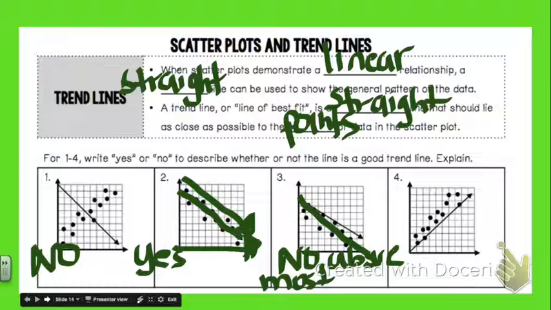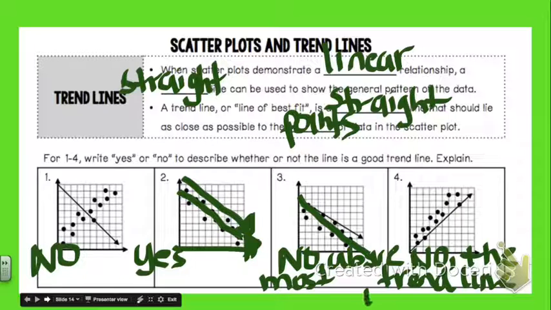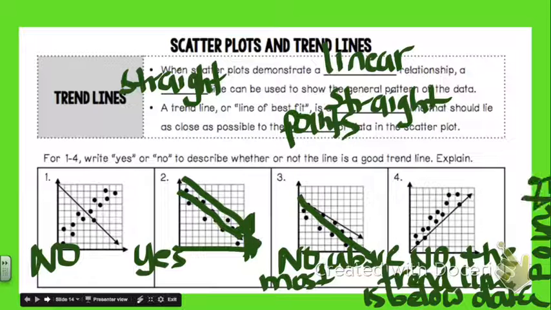And finally, number 4, yes, this is a positive association, and the trend line is also positive, but the trend line is below most of the data points, so I'm going to say no. And the trend line is below the data points. We want the trend line to go through the center of the data points as much as possible.